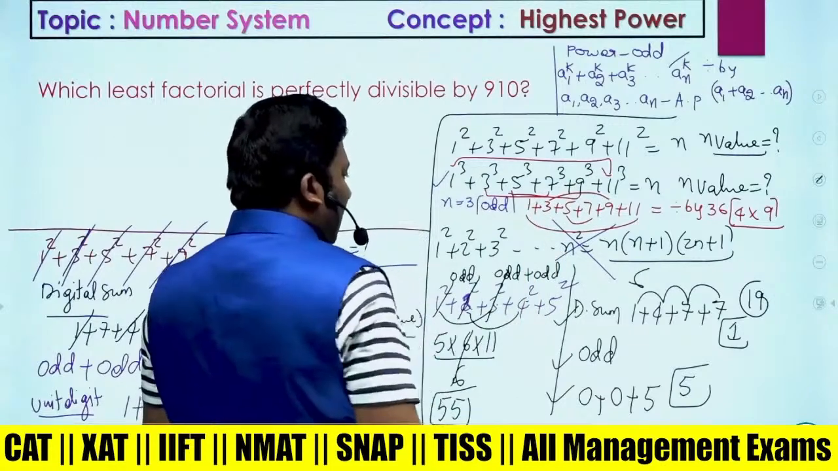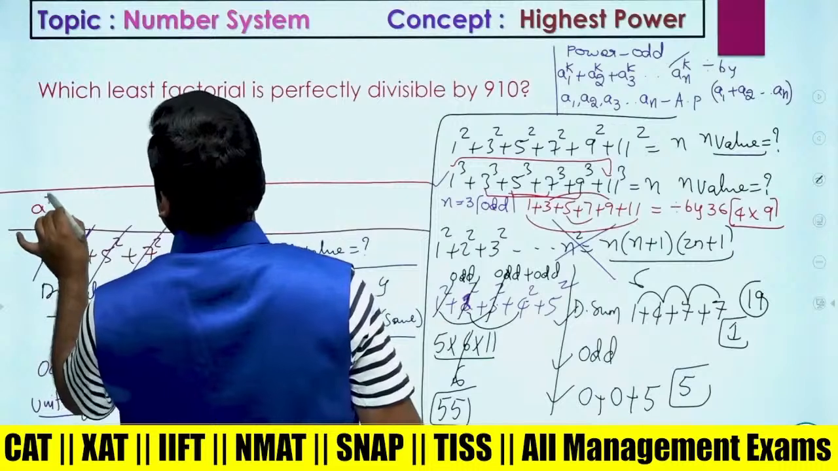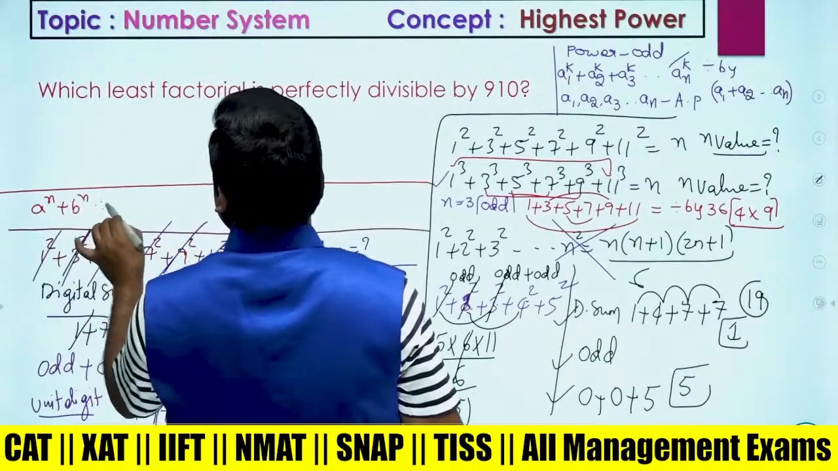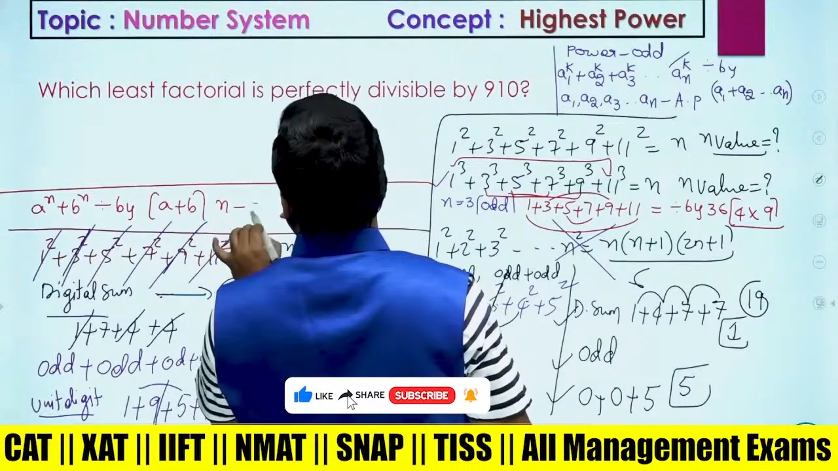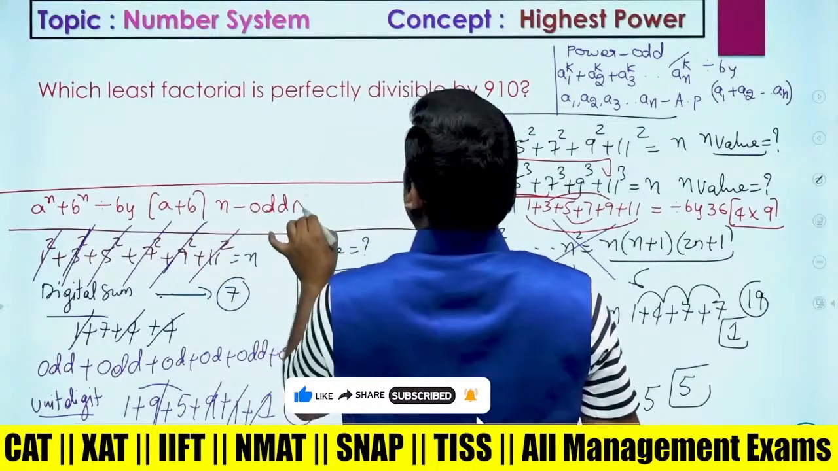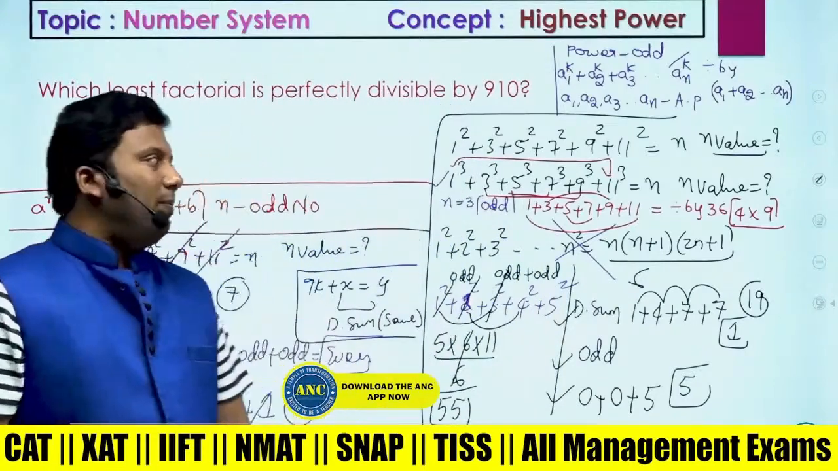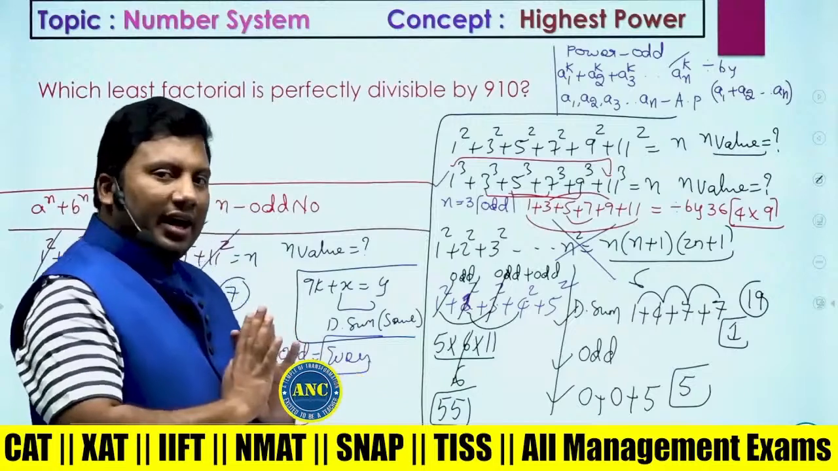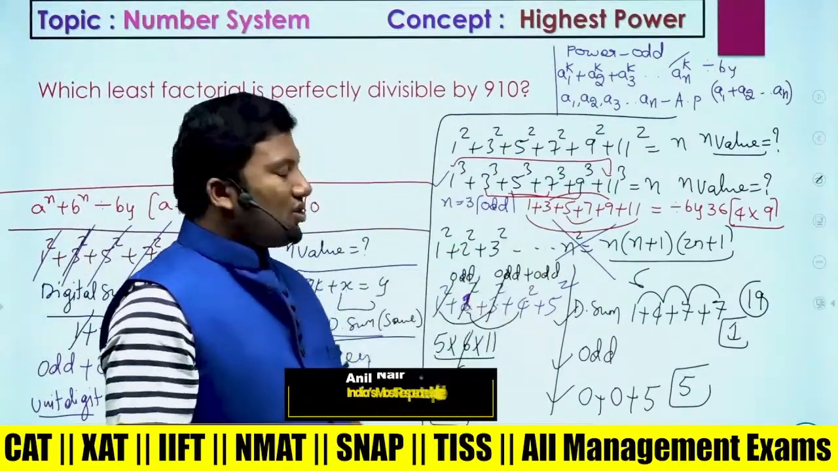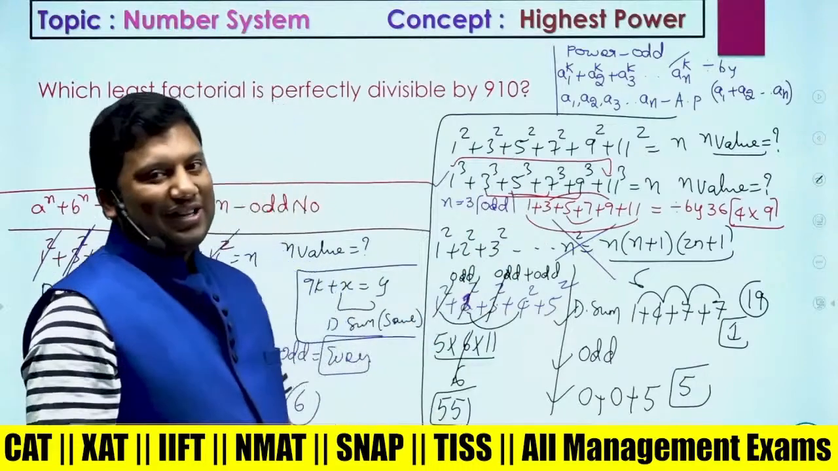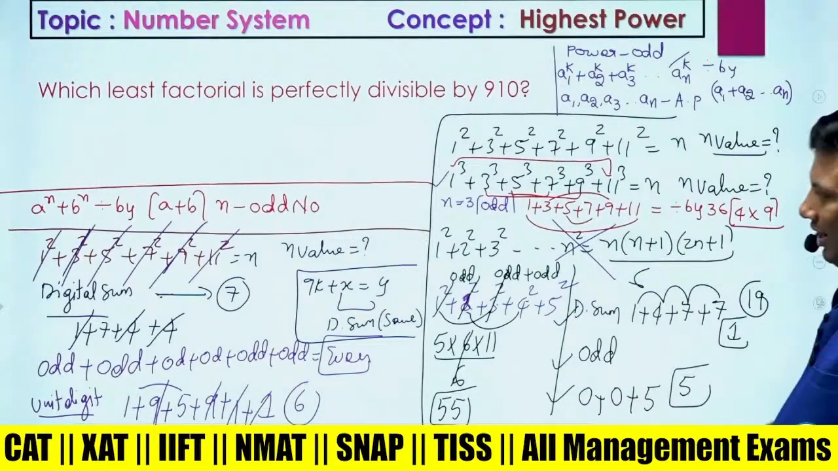First and last: a power n plus b power n. I will write down that concept here. a power n plus b power n is always divisible by a plus b if n is an odd number. For example, a cube plus b cube is (a plus b) into (a square minus ab plus b square). I hope the idea is crystal clear. First and last divisible by 12. Second and second last divisible by 12. Third and third last divisible by 12. I hope the idea is clear.